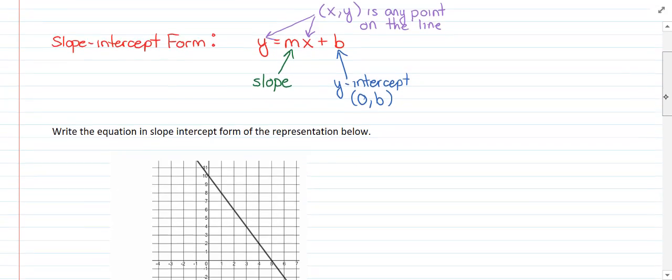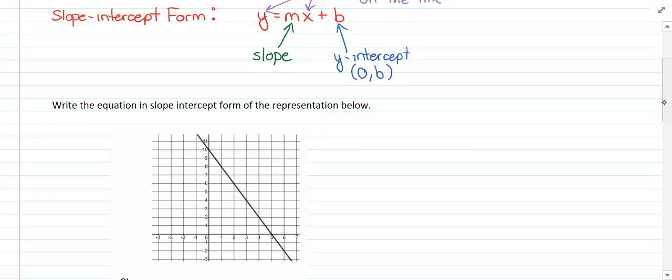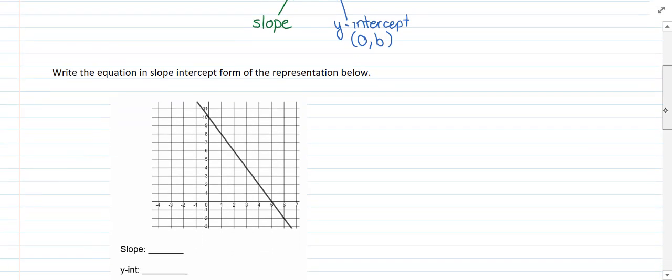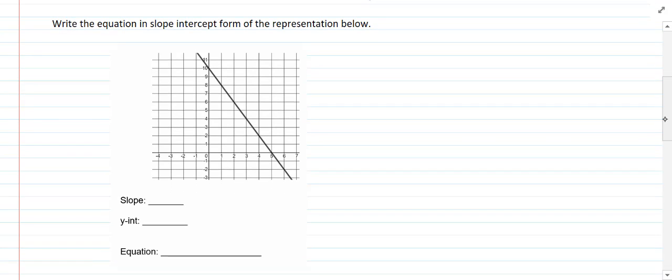So we want to write the equation of the different representations below in slope-intercept form. So we want to start by finding the slope and the y-intercept to write that equation in slope-intercept form. It's pretty easy on a graph to pick out the y-intercept. Here we see our y-intercept is where the graph crosses the y-axis. Our y-intercept here is at (0, 10). So that tells us our b value is going to be 10.